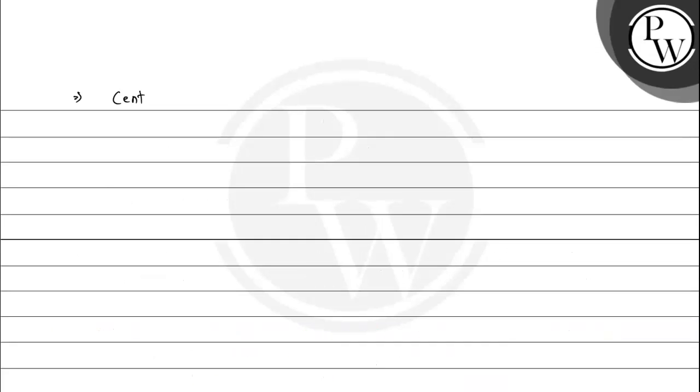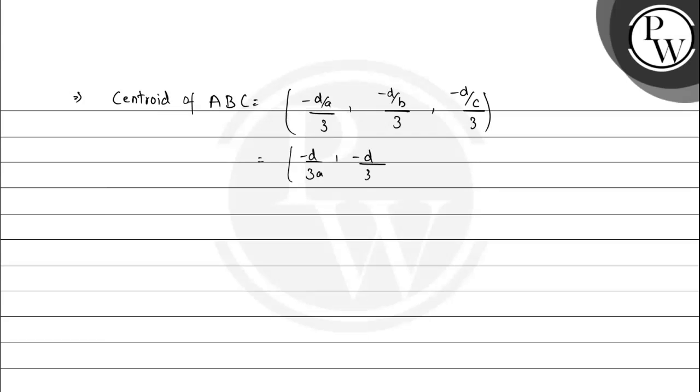The centroid of ABC would be minus d upon a upon 3, comma minus d upon b upon 3, comma minus d upon c upon 3, which is minus d upon 3a, comma minus d upon 3b, comma minus d upon 3c. This is the coordinate of the centroid x, comma y, comma z.